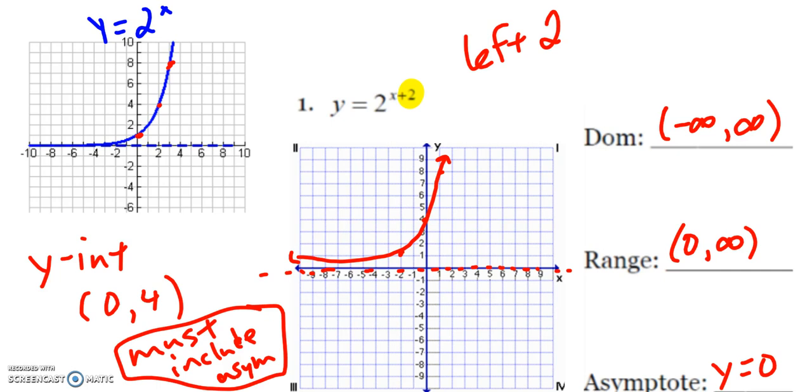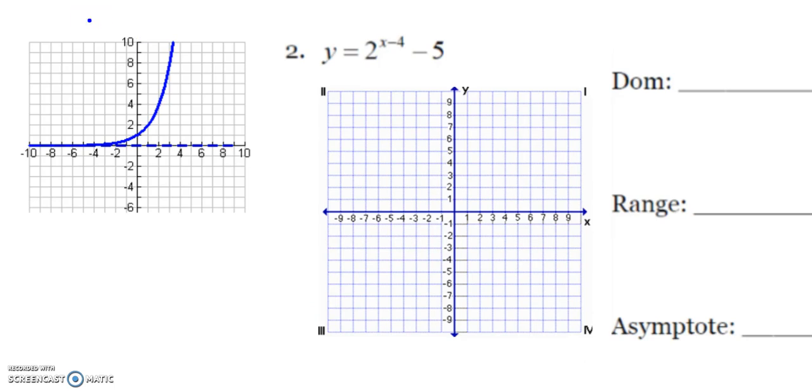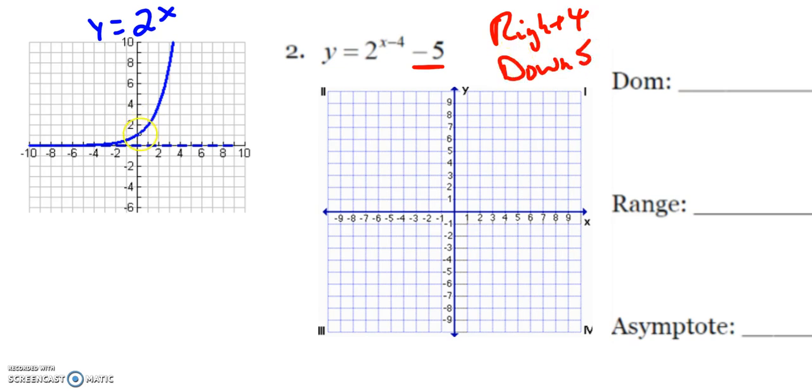All right, so let's try another one. Again, comparing here to our original graph of y equals 2 raised to the x, which we would call the parent graph. Now I have the quantity x minus 4 as the exponent. So again, that has the opposite effect. It'll go to the right 4. And then I have the minus 5 here, which is not attached to the x, so it has the normal effect on your y. So it'll go down 5. If I take those key points from our original graph, the y-intercept is 0, 1, 2, 4, and 3, 8. I literally can count to the right 4 and then down 5.